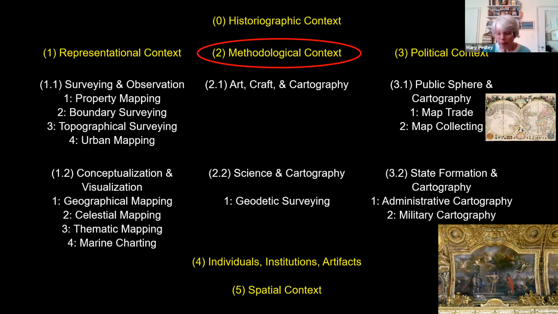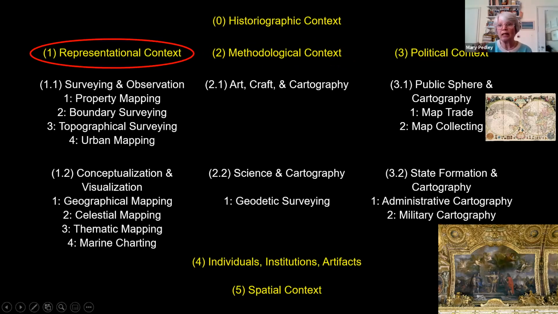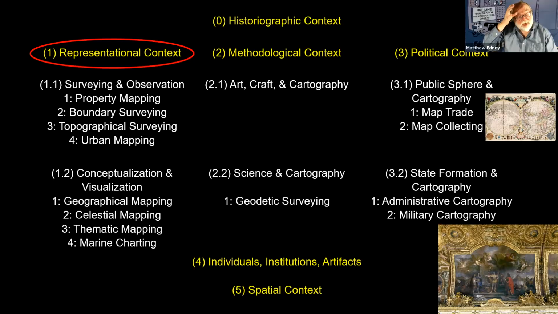In the middle, methodological contexts deal with the how of map making. How were maps printed? How were maps done in manuscript? What tools were required? What training was required? What was the science behind map making? What kind of knowledge questions needed to be answered in order to make maps of any kind? And finally, Matthew, maybe you could take us through the representational context, because this is the one that really gets to the nitty-gritty of what kind of maps were there, and the nature of the volume as a whole.